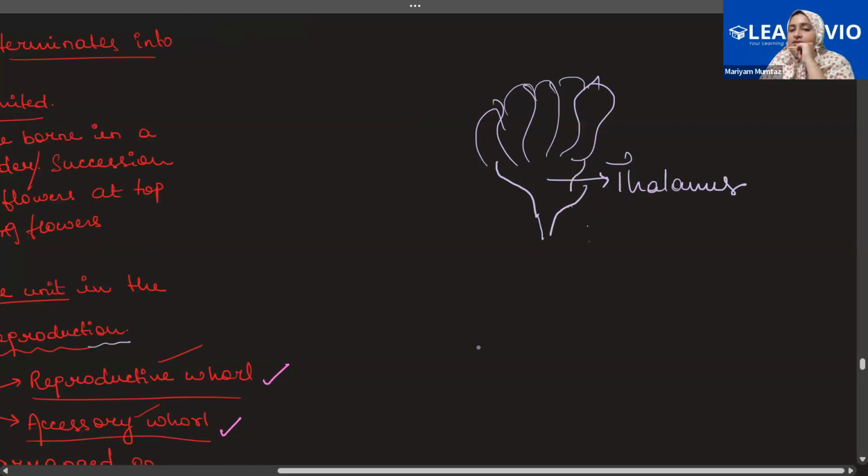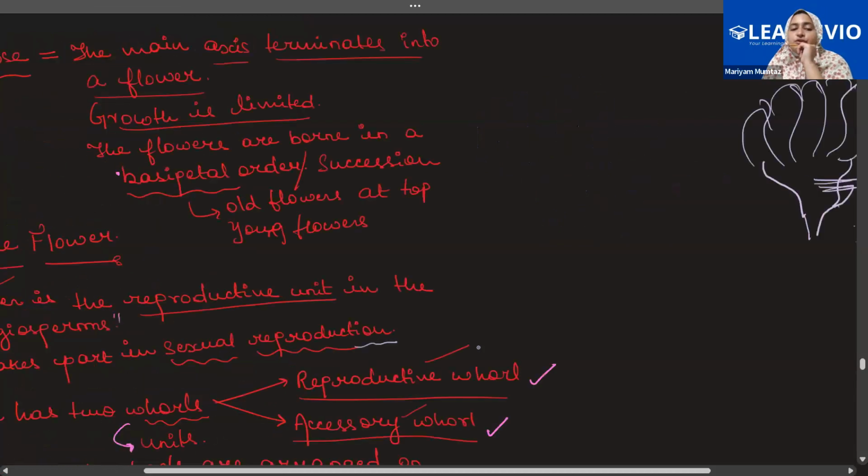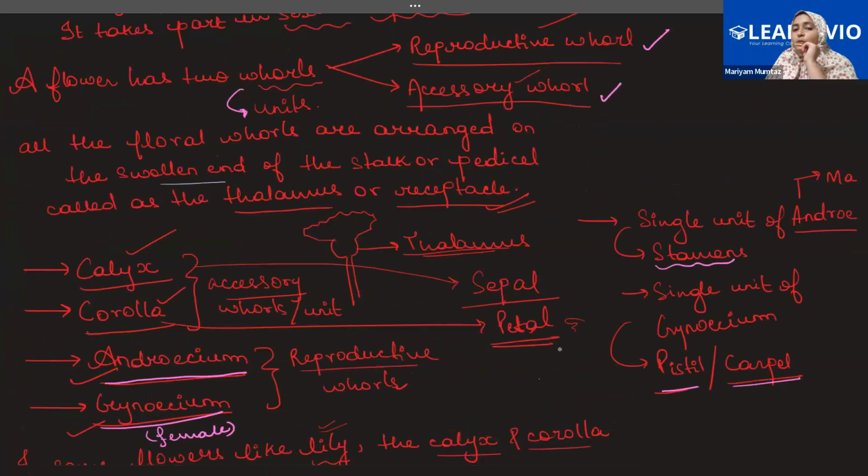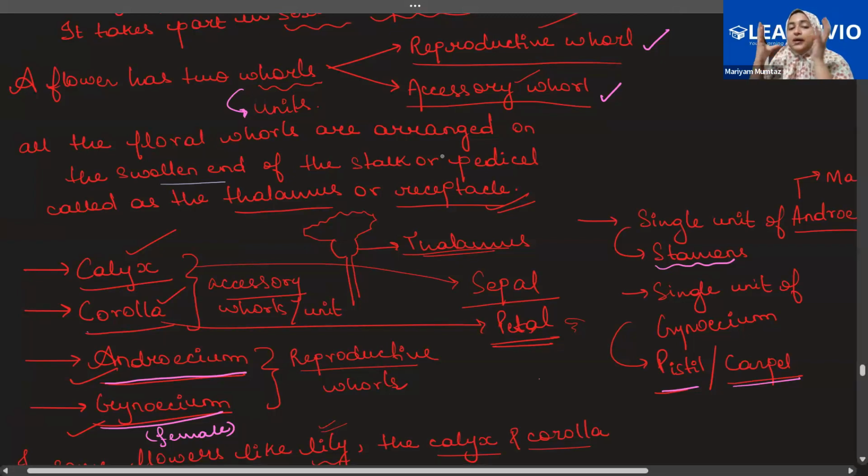Anyway, so you people understand that this is a thalamus. The swollen part is the thalamus. So what is this line saying? This line says that all the floral whorls, meaning whether it is the reproductive part of the flower or the accessory part of the flower, are arranged on a swollen part of the flower, which is called the thalamus, or you can also call it the receptacle. This is where the parts are arranged. Here I've also drawn how the swollen part is called the thalamus.